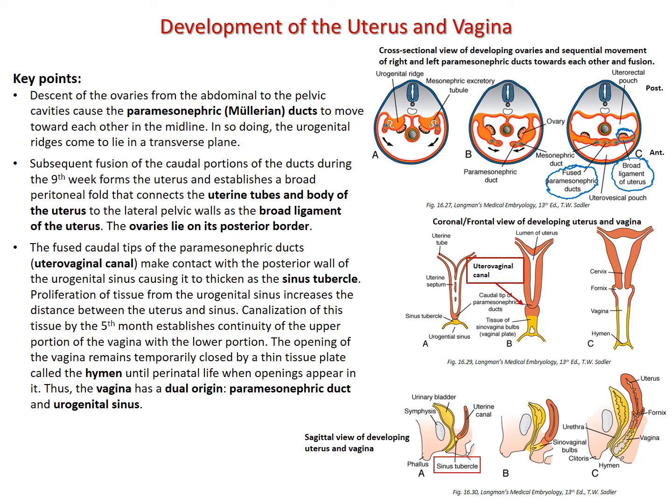The broad ligament now divides the pelvic cavity into a uterovesical pouch anteriorly and a uterorectal pouch posteriorly. The fused caudal tips of the paramesonephric ducts, or uterovaginal canal, make contact with the posterior wall of the urogenital sinus, causing it to thicken as the sinus tubercle. Proliferation of tissue from the urogenital sinus increases the distance between the uterus and the sinus. Canalization of this tissue by the 5th month establishes continuity of the upper portion of the vagina with the lower portion.